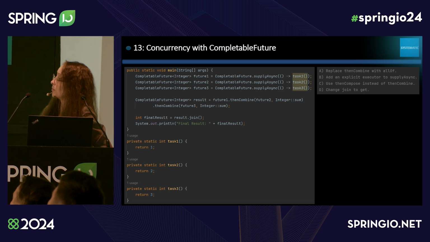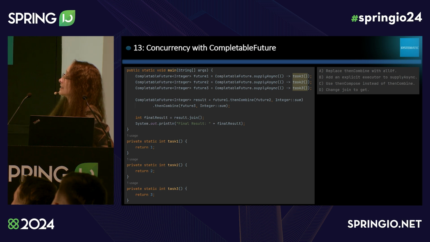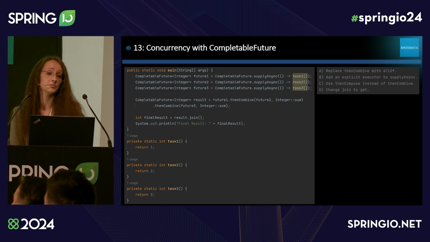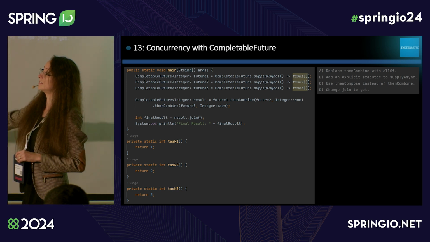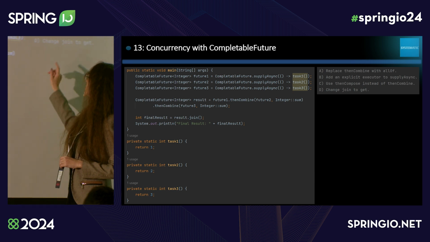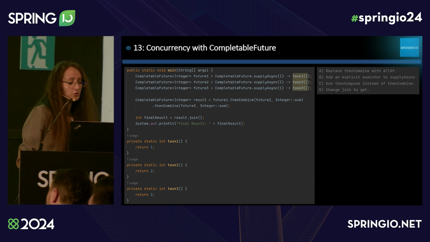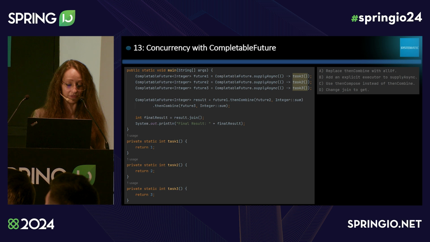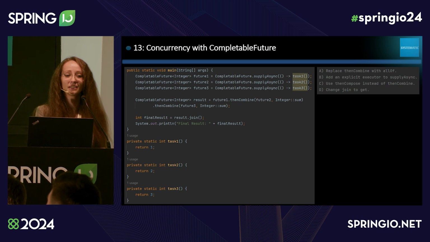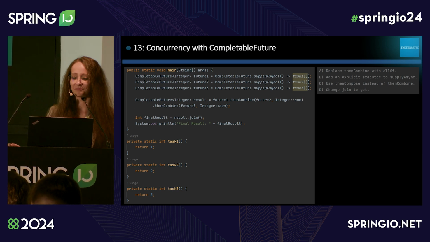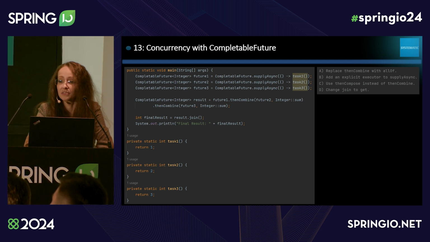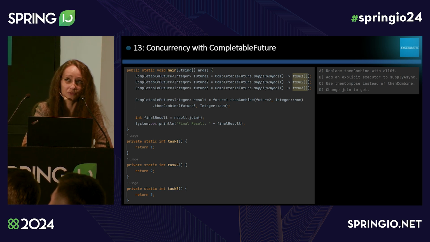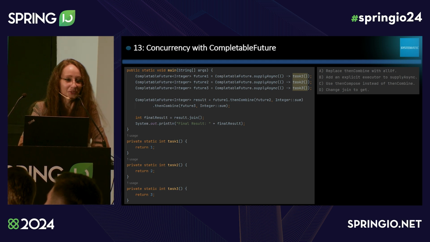Perhaps you would replace thenCombine with allOf, or add an explicit executor, or use thenCompose instead of thenCombine, or change join to get. Instead of results.join, maybe you can use get. So out of these 4 options, I will activate the response in a few seconds. Done. I've done my part. It's yours now. What would we need to change in this specific piece of code to improve it, but still return the same value? You don't want to break the code.